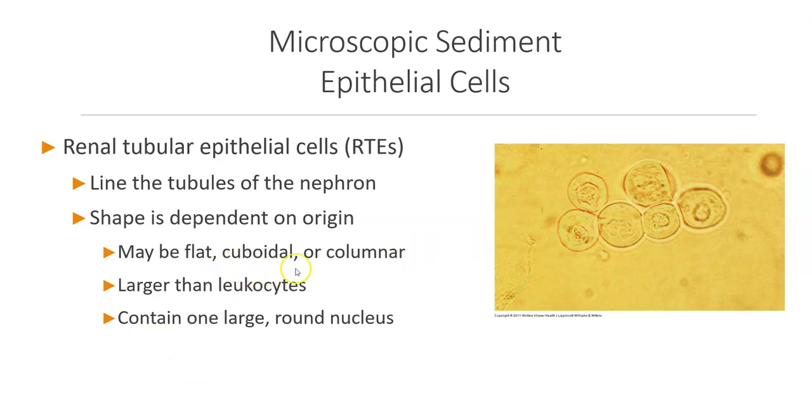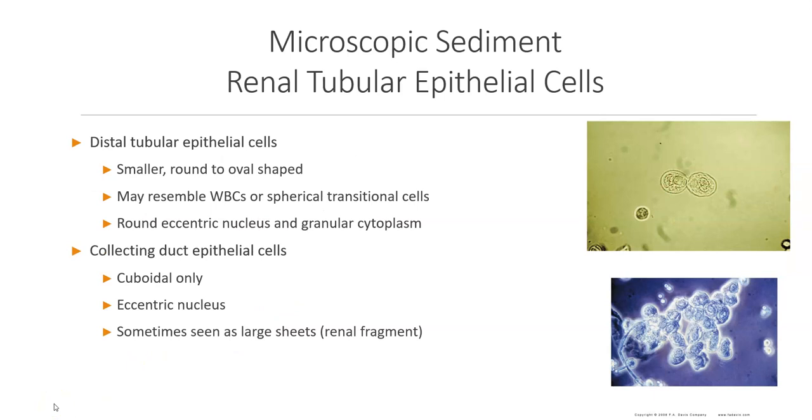They may be flat, cuboidal, or columnar. They're larger than leukocytes, and they contain one large round nucleus. You are not expected to be able to identify or differentiate the different types of tubular cells, but we're going to discuss them just for the purpose of clarification. Distal tubular epithelial cells are smaller, round to oval shaped. They may resemble a white cell or spherical transitional cells. They have a round eccentric nucleus, meaning it's not in the middle, and granular cytoplasm.